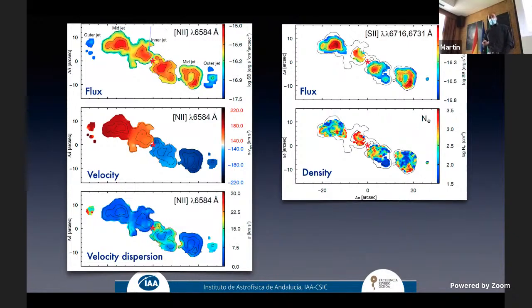For the H alpha, we could produce these maps also for what we call the mid jet and the outer jet, but for the inner jet, which is projected against the bright nebular shell, which also has a fast expansion, we could not resolve the H alpha from this line. So we stopped. We didn't try to make a full map of the H alpha.